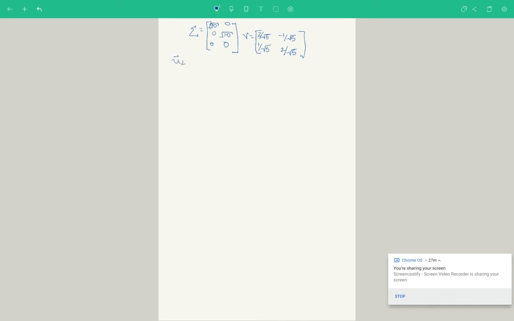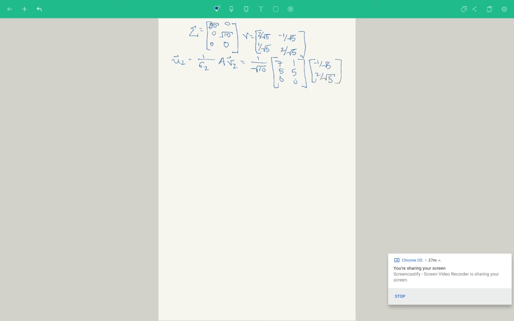So our u2 should be 1 over sigma 2 A v2. And sigma 2 is square root of 10. And then A, again, was 7, 5, 0 as our first column, 1, 5, 0 as our second column. And then we multiply that by our second eigenvector that we found, or our second column in V. So it's minus 1 over square root of 5, 2 over the square root of 5.